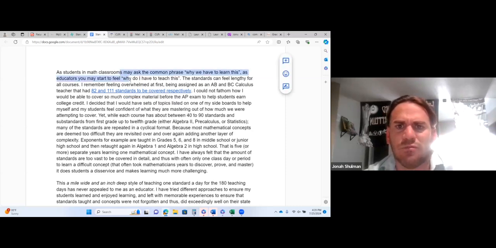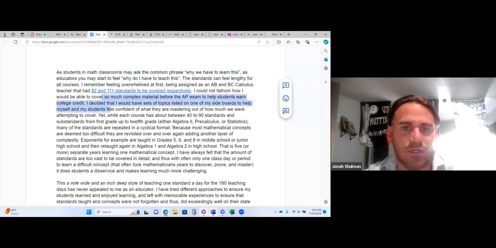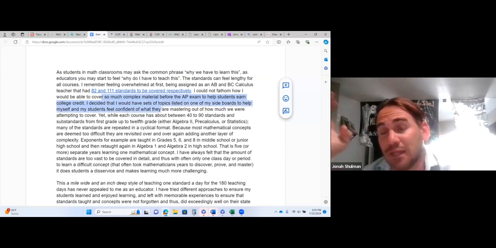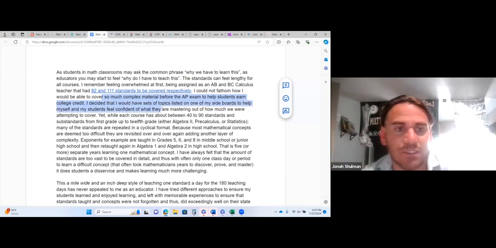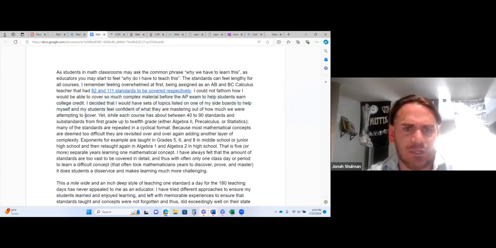Students in math classrooms usually say, why do we have to learn this? And educators, you might feel like saying, why do I have to teach this? I could not fathom how I could cover so much complex material to get them ready for the AP exam to get college credit. So I decided that I would have a set of listed topics. I had every topic that I wanted to cover on my sideboard to help myself and the students feel confident about what they were mastering and how much we were attempting to cover.